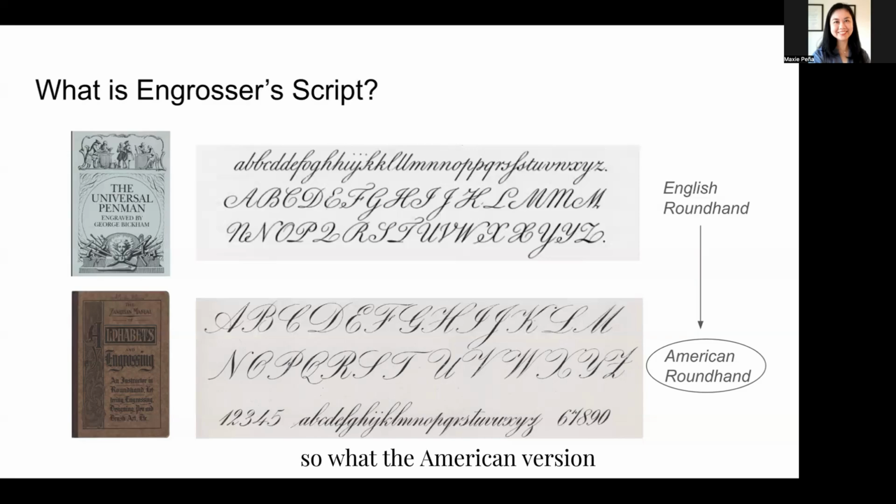So what the American version takes from the English roundhand is that you have your shaded strokes there. It's a shaded script. You have thick downstrokes. The script has a cursive look. The letters are connected and they are both based on the oval shape. You can see how rounded the turns are, hence the term roundhand.